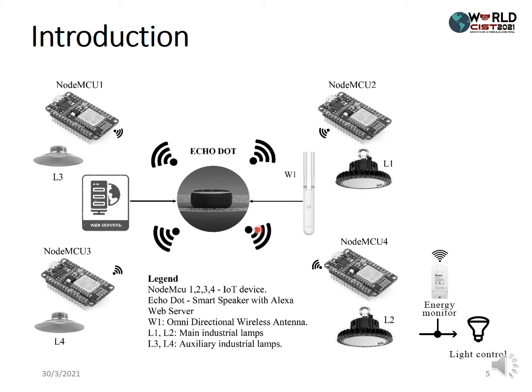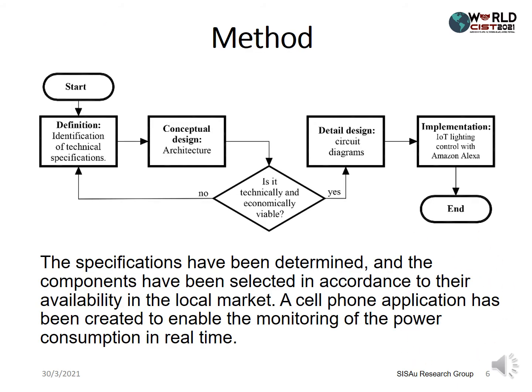This work explains the system for monitoring and controlling industrial lighting with Amazon Alexa. You can see here all the components: the Node MCU module, the system with LEDs, the Amazon Echo, the web server, and the system monitoring for energy consumption.